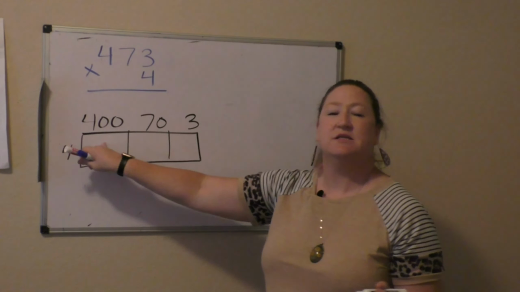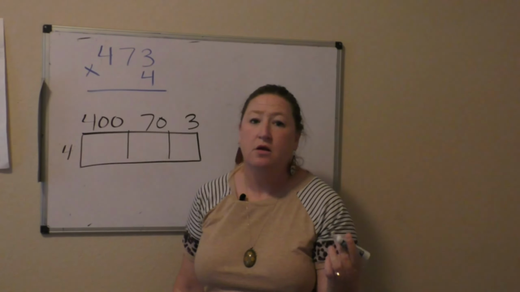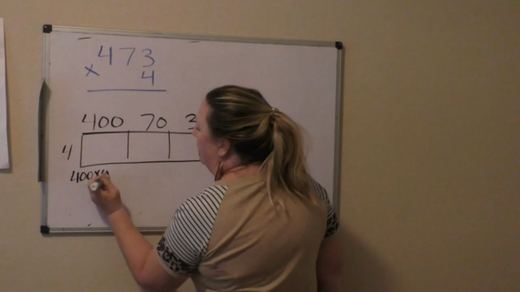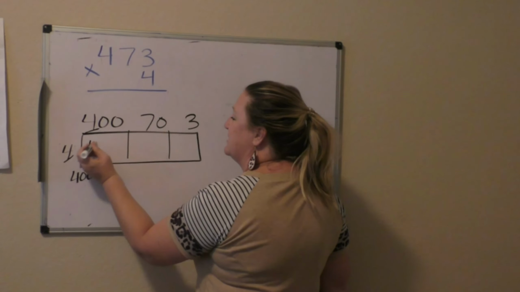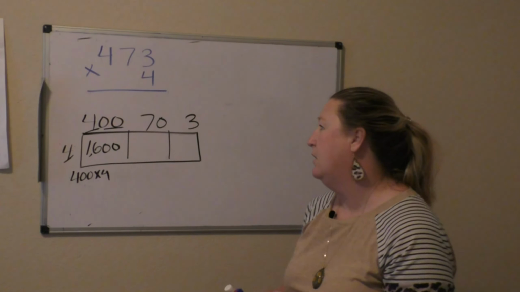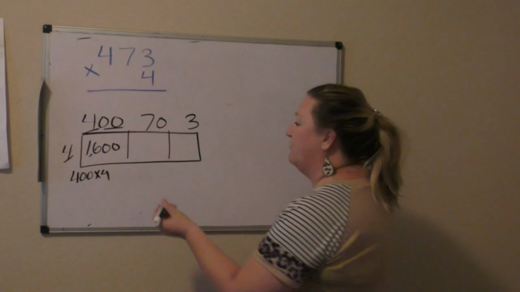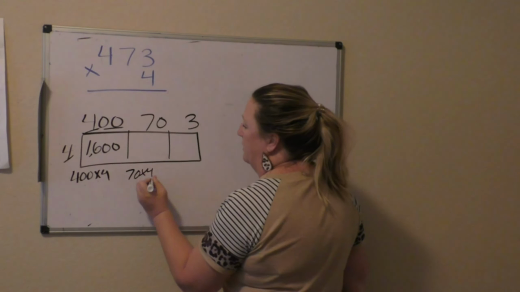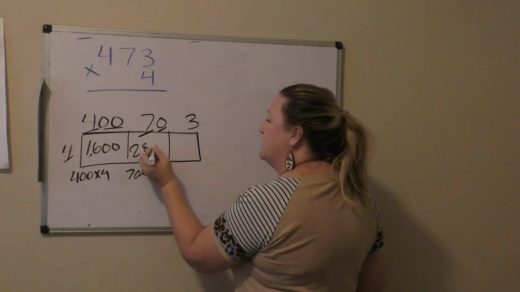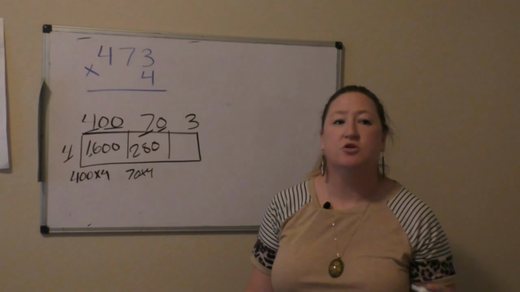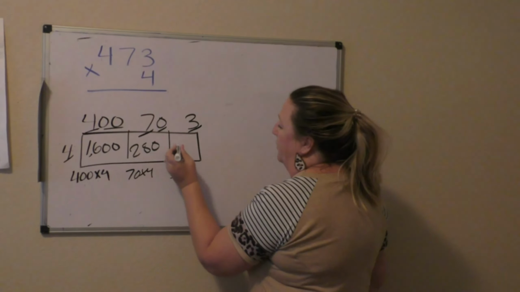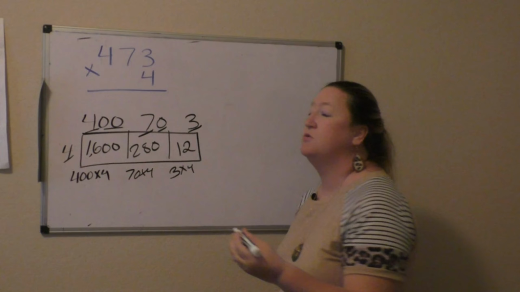So the first box is the same. I'm going to take my 400 and I'm going to multiply 400 by 4. 4 times 4 is 16. Add my 2 zeros, 1,600. 70 times 4 will be in my second box. Again, I know that 7 times 4 is 28. Add a 0. So 70 times 4 is 280. My last box is going to be 3 times 4. 3 times 4 is 12.